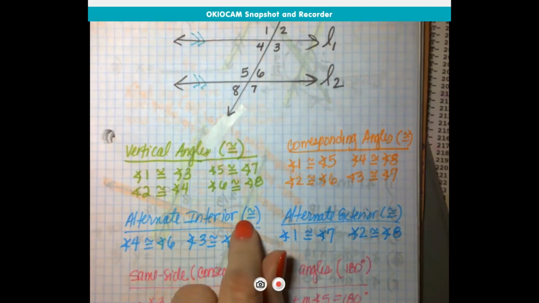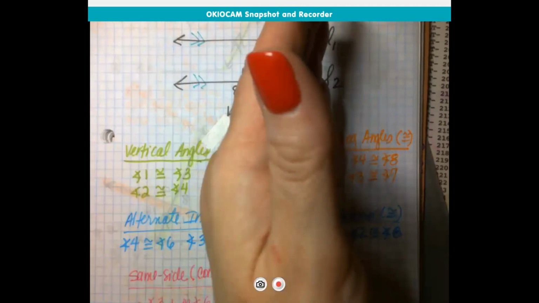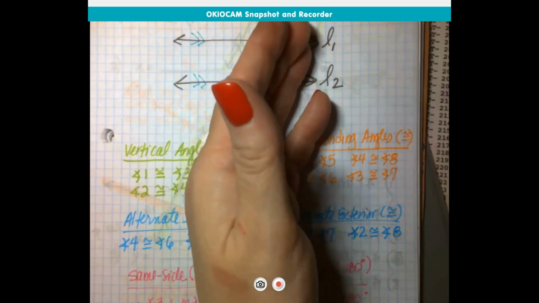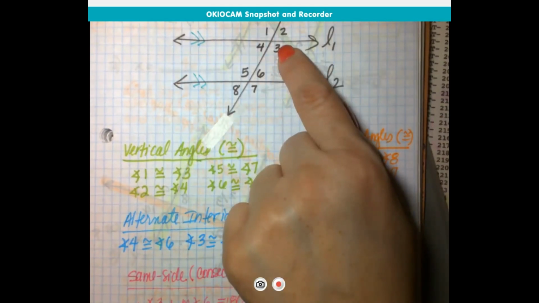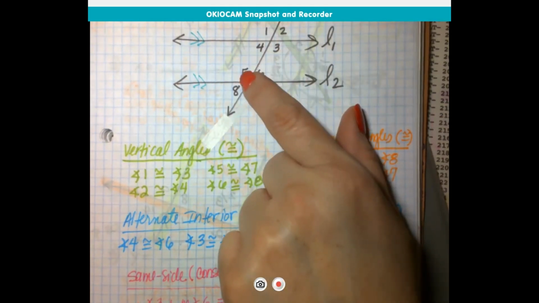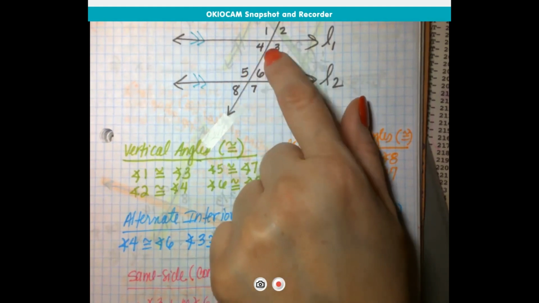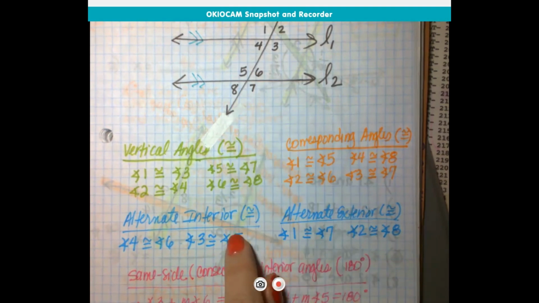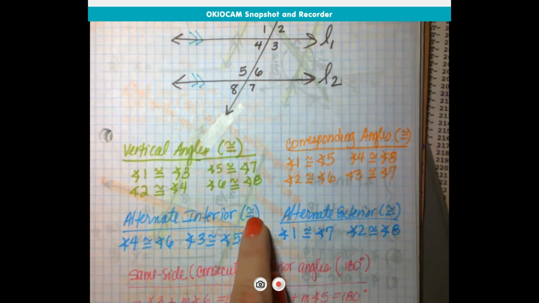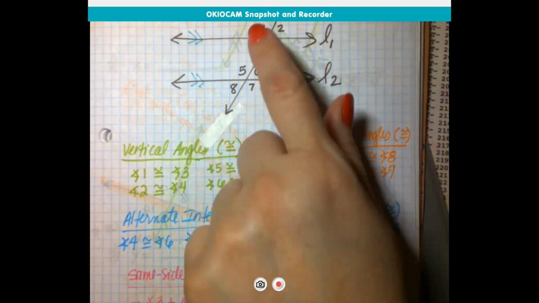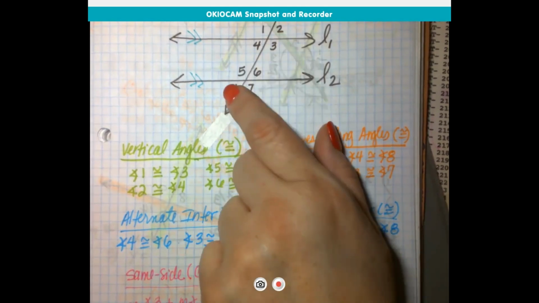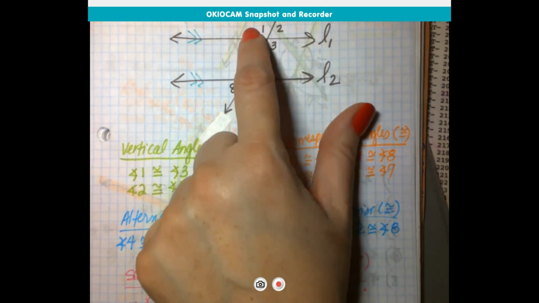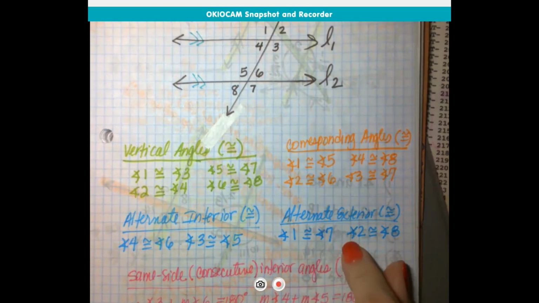We know that alternate interiors means that they alternate position from the transversal, and if one of them is in the top right, then the other one is going to be on the bottom left. See, 3 and 5 are alternate interiors. 4 and 6 are alternate interiors. And what do we need to know? They're congruent. Then we have alternate exteriors. 2 and 8, top right, bottom left. 1 and 4, top left, bottom right, are alternate exteriors, and they're also congruent.